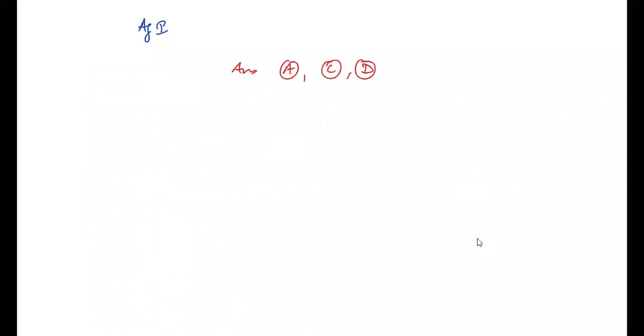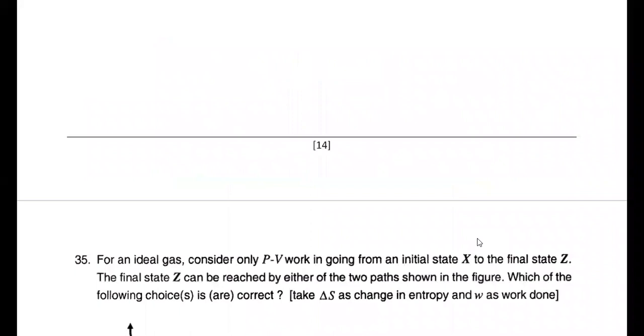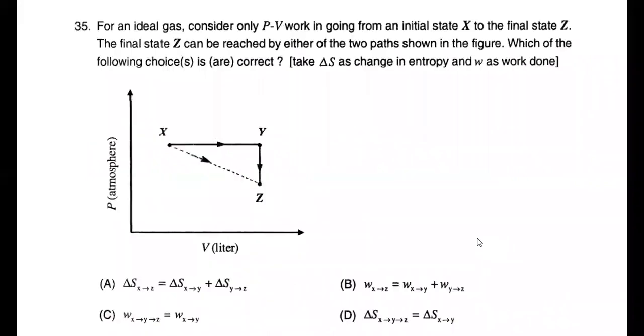Move to the next question. This is question number 35. Question 35 is given: for an ideal gas, consider only PV work, going from an initial state X to a final state Z. The final state Z can be reached by either of the two paths shown in the figure. Which of the following choices are correct? Take delta S as the change in entropy and W as the work done. So we know that entropy change is a state function, so it depends only on the initial and final state of the system, and work done is a path function.